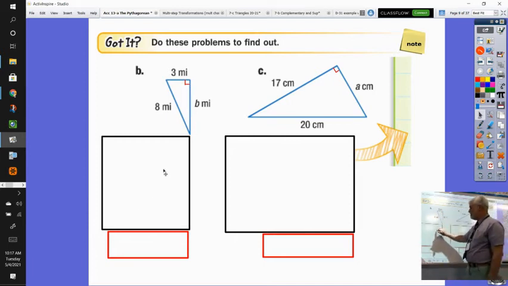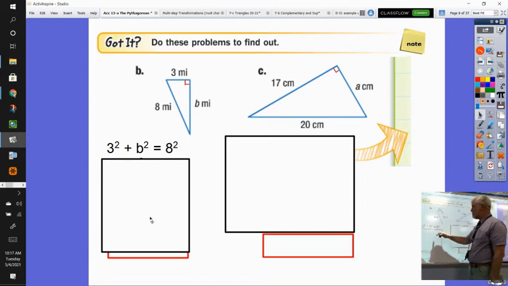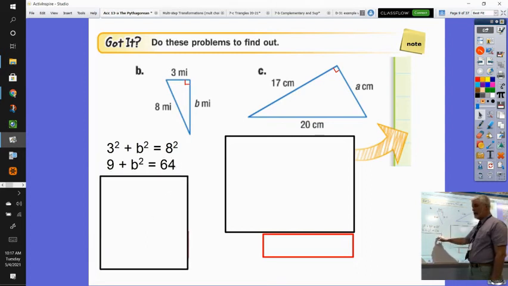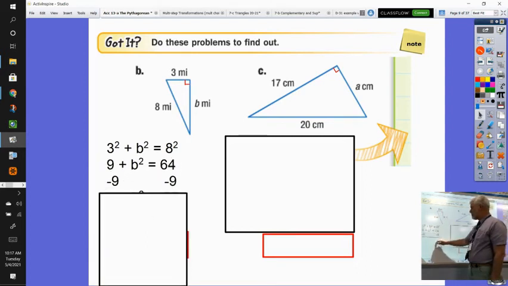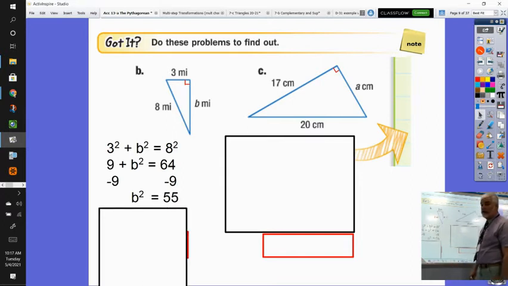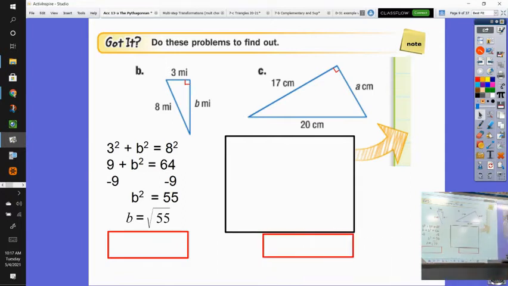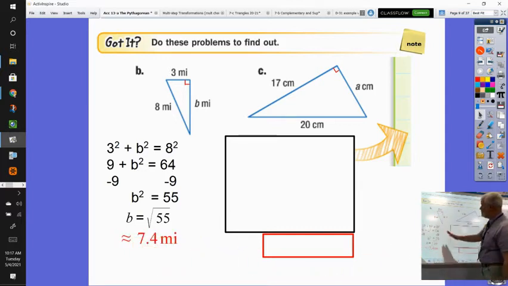8 squared is the hypotenuse, so we have 3 squared plus B squared equals 8 squared. It's 9 and 64 when you square them. Subtract 9 from both sides. B squared is 55. And so B equals the square root of 55, which is the exact answer. Okay, this is not a perfect square, so if you take the square root, then your next answer is going to be an approximate answer, about 7.4 miles. Does that make sense? It's less than 8. So, yep, that's good. A reasonable answer.